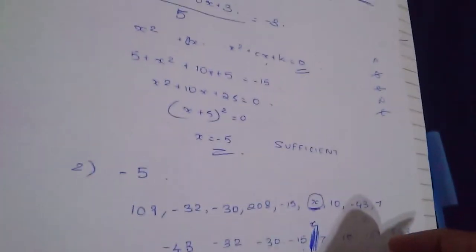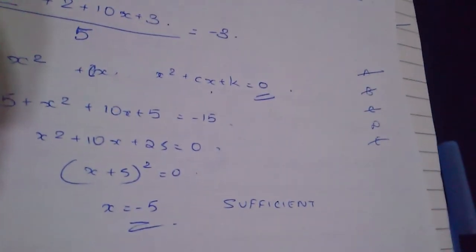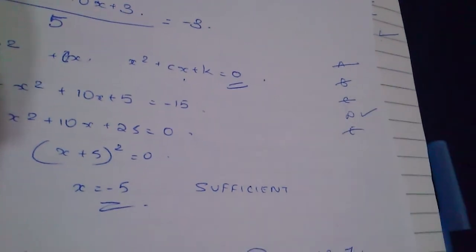So, now we know since this is sufficient, the answer cannot be A, because A says that 2 is not sufficient. The answer must be D, and that's how we solve this.